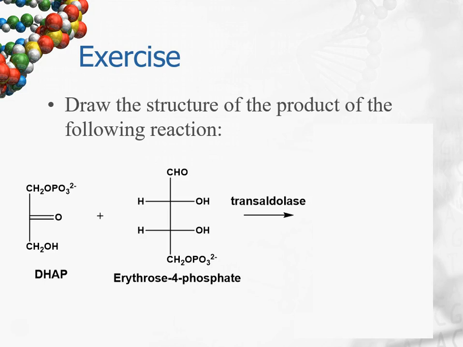So as a final exercise, I'm going to ask you to draw the products of this reaction. This is a reaction that actually occurs in plants, which is not what we talked about today. But suppose I were to give you dihydroxyacetone phosphate and erythrose 4-phosphate, and I gave you the transaldolase. Use what you've learned about the transaldolase reaction to predict the product.